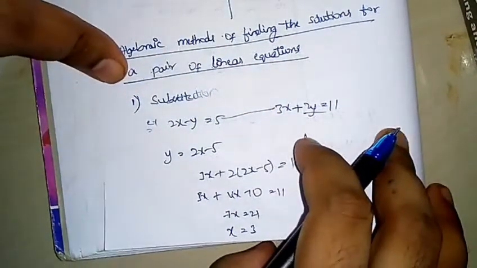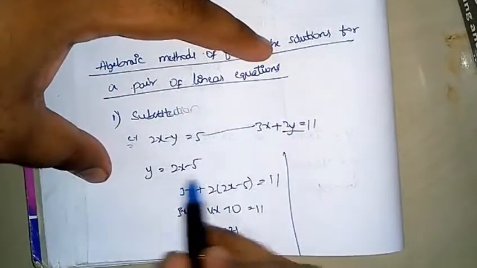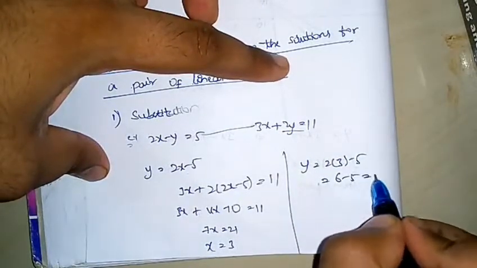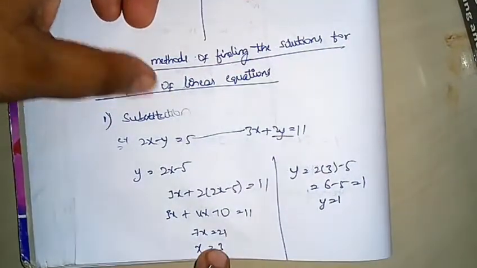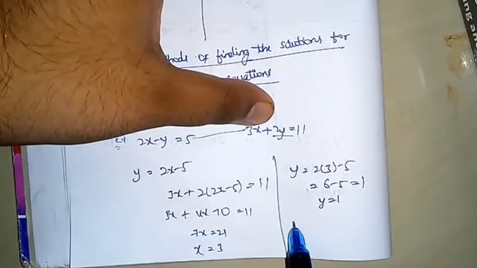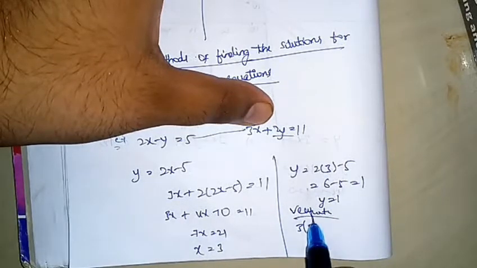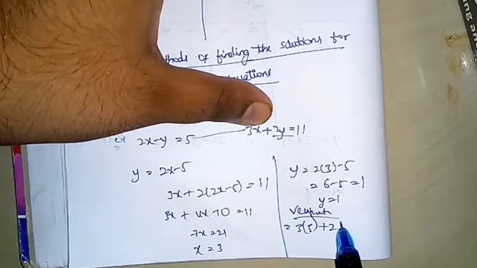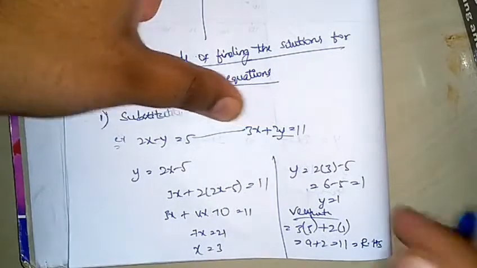After getting x, substitute the value of x obtained in step 3 in either of the equations to solve. So let's substitute x equal to 3 in this equation. y is equal to 2 into 3 minus 5, which is 6 minus 5, is equal to 1. Therefore y is equal to 1. Now to verify, substitute in either of the equations. Let's substitute in the second equation. Verification: LHS is equal to 3 into 3 plus 2 into 1, which is 9 plus 2 is equal to 11, equal to RHS. Therefore this is a correct solution for these two equations.